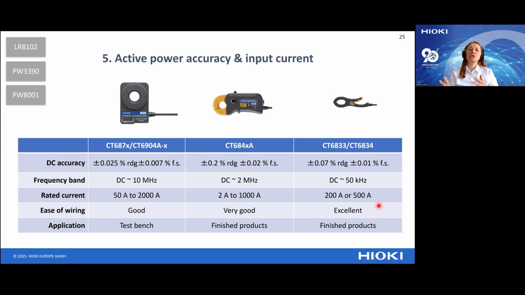So these are different options, and as Ryuji already explained, the total power accuracy in the end will depend on the combination that you will select, either a direct measurement of current or using an external current sensor, and depending on which sensor you use, that will also influence the accuracy in the end.